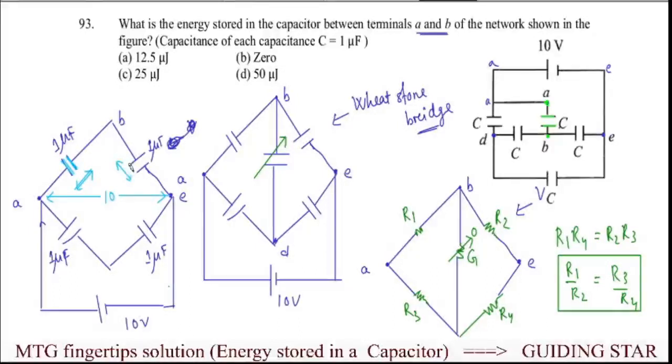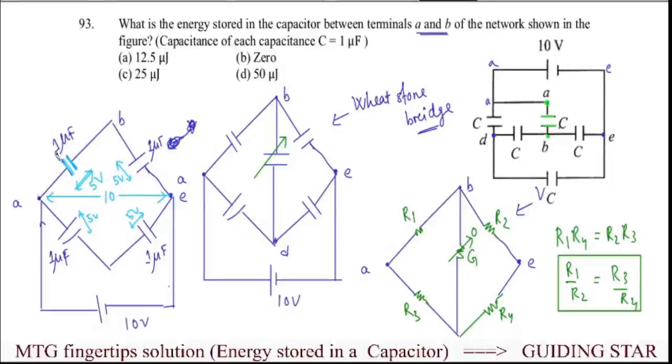Both capacitors present at the top have the same capacitance, so the potential difference in series cases will be 5 volt here and 5 volt here, clear. Similarly here the potential difference will be 5 volt and here also it will be 5 volt, clear. But we don't need to calculate the total energy of each capacitor.